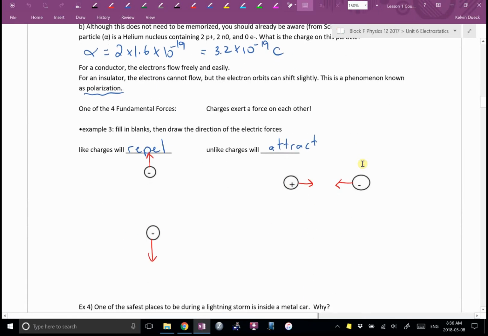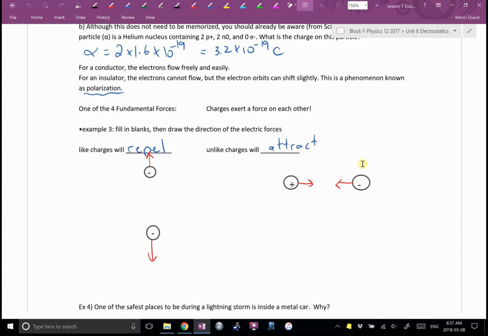Then the key idea: we said that charges exert a force on other charges, and we can predict the direction by using, everybody, are you ready? Like charges, unlike charges. I'm going to keep doing this until I get more volume from the back row. Like charges repel, unlike charges attract. That you have to memorize. You could write it on your blue sheet, but that you have to memorize.